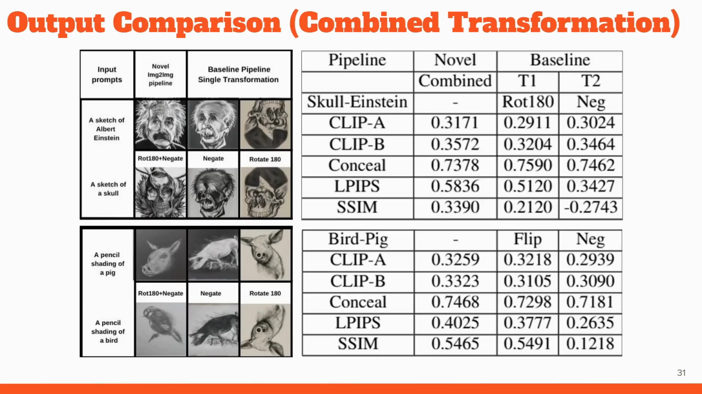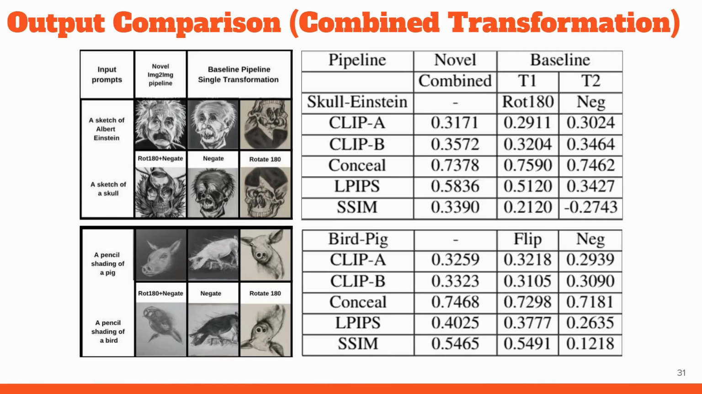Now, looking at the combined transformation results, our method applies multiple compatible transformations together in a single generation process, whereas the baseline applies each transformation independently. Visually, we can clearly see that our outputs produce two strong and recognizable concepts simultaneously. For example, in the skull Einstein and the bird pig examples, both transformed views are convincing and maintain good visual quality. In contrast, the baseline often shows an imbalance where one transformation produces a strong result while the other appears weaker or less recognizable. The metrics support these visual observations.